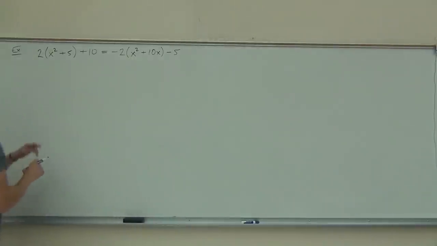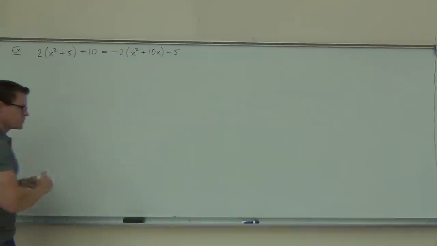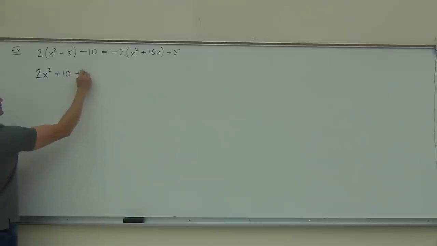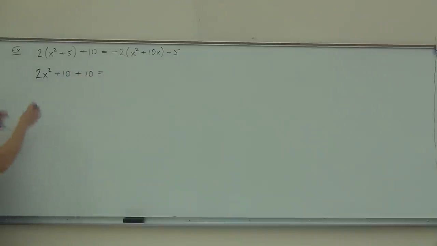When we distribute, we're going to distribute this 2 into these parentheses. How many things does it go to? 1, 2, or 3? 2. It doesn't go to this 10, does it? No. Okay, good. So let's go ahead and distribute. Can you tell me what I'm going to get? 2x plus 10. Perfect. Plus 10, that's still there. Very good. Equal. Left-hand side's done.